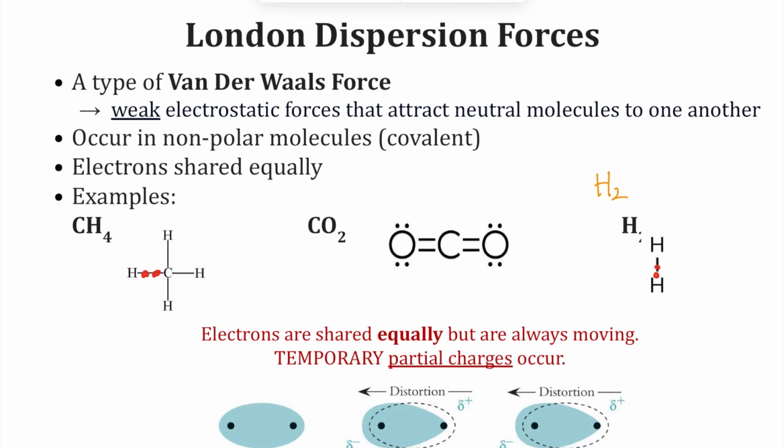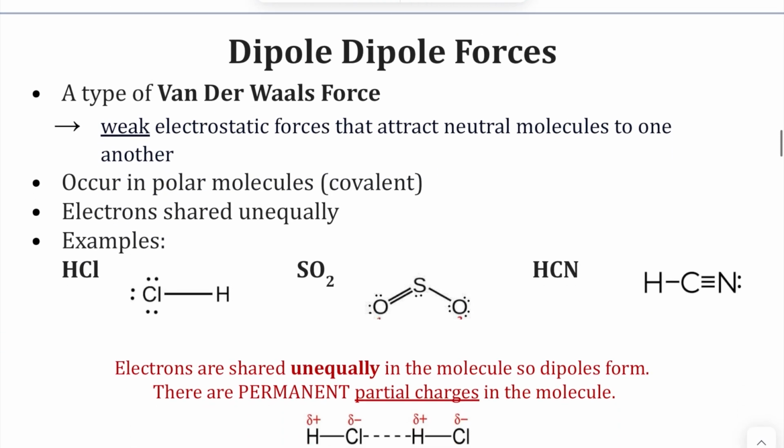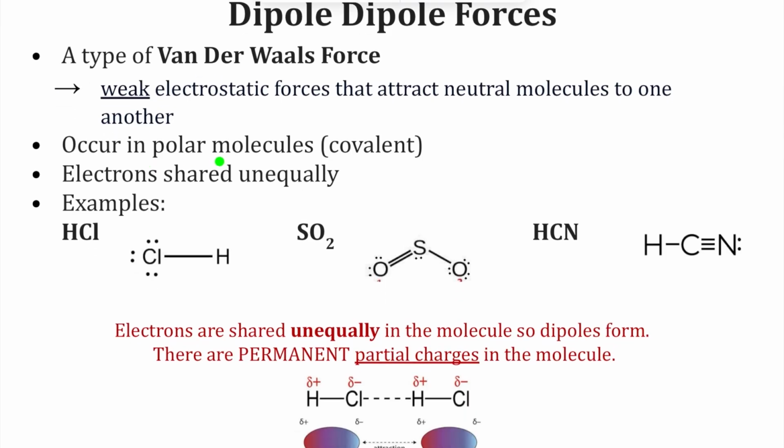If we get permanent partial charges, that's where we get another van der Waals force, which is a weak electrostatic force, but this one is going to be a little bit stronger. Now if we have polar molecules, so polar covalent molecules, our electrons are going to be shared unequally, which means that the more electronegative atom is going to create permanent partial charges. That unequal sharing in the molecule means dipoles forming permanent partial charges in the molecule.